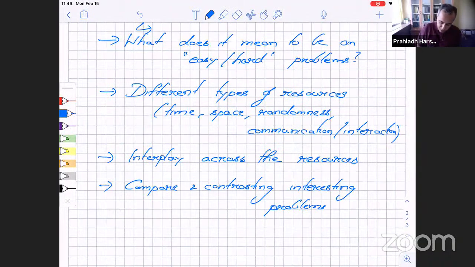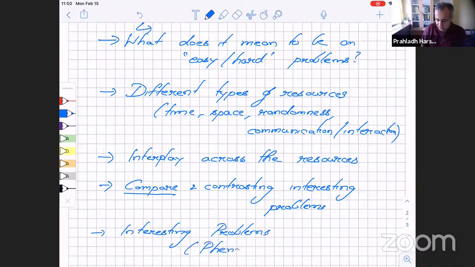So this is what I mean by compare over here. We take two problems and want to understand what it means: is this problem easier, is this problem harder? To compare, we'll build the notion of a reduction. All of this is because we have some interesting problems. And who says problems are interesting? We build phenomena and classes around these interesting problems.